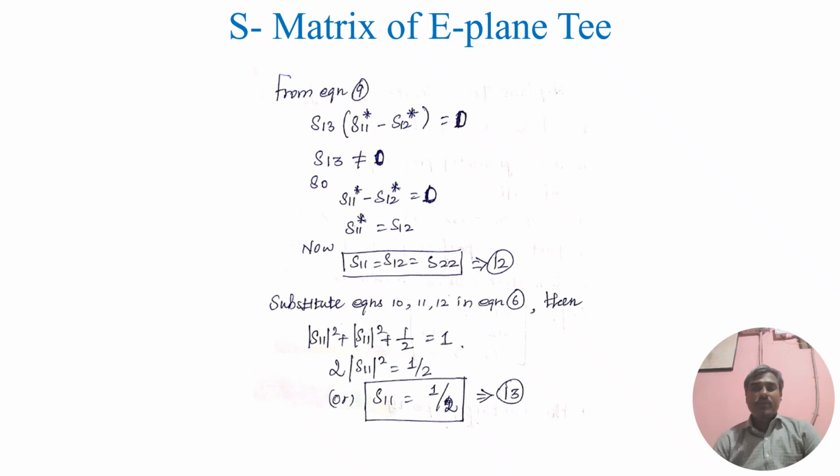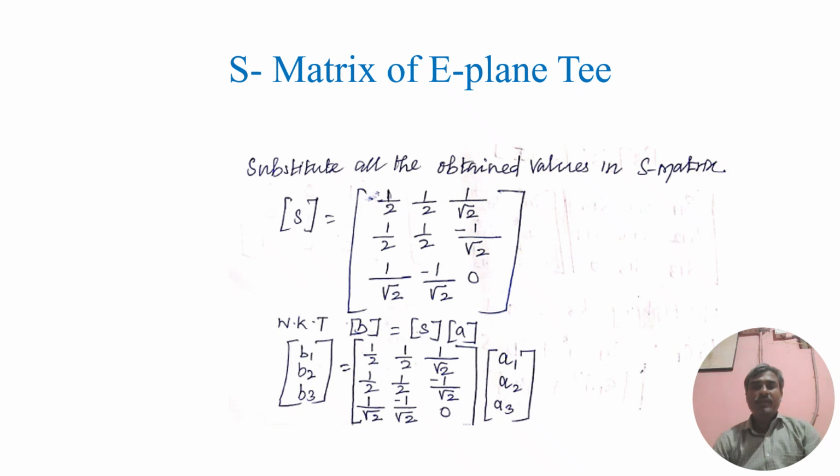From that, we can get S11 equal to S12, which is equal to S22. By substituting equations 10, 11, 12 in equation 6, we can get S11 equal to 1 by 2. Substitute all the obtained values in the initial scattering matrix so that we can get the final scattering matrix. B equal to S into A, where B is the output coefficients, S is the scattering matrix, and A is the input coefficients.